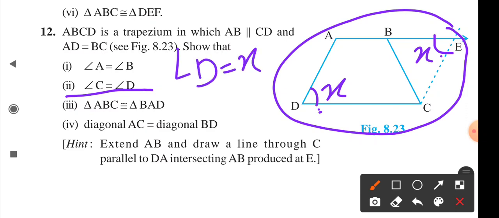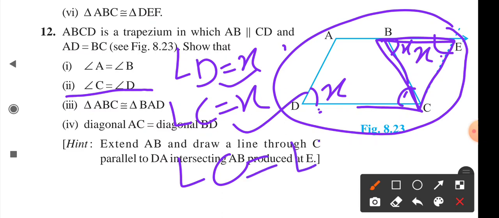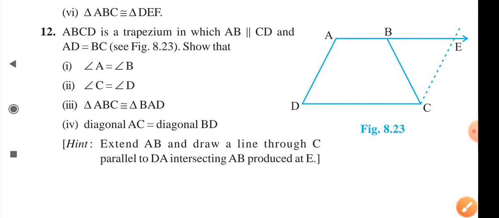Now if you see angle C, you know that angle B is also x. Why? Because BCE is an isosceles triangle. This is an alternate interior angle, so angle C will also be x. So from this and this you can say that angle C is equal to angle D because both are x.